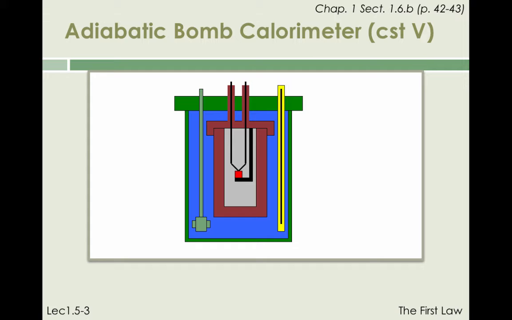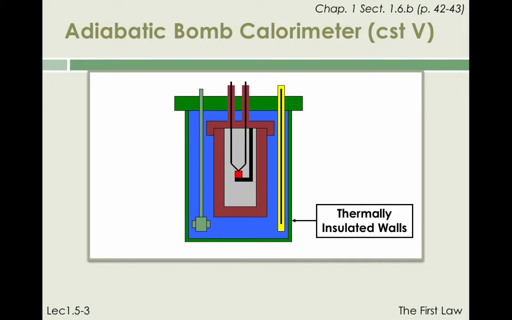In the course of today's lecture, we will show how we can relate the heat of reaction measured at constant volume, that is delta U for the reaction, to the heat of the reaction measured at constant pressure, that is delta H for the reaction. First, let us describe the various elements of an adiabatic bomb calorimeter.